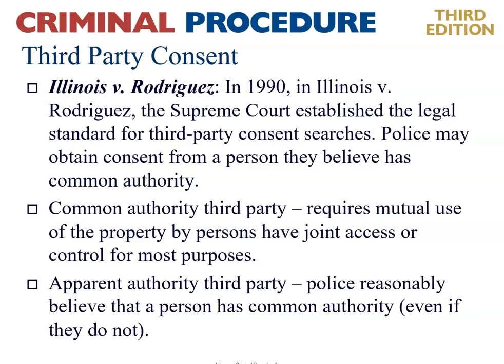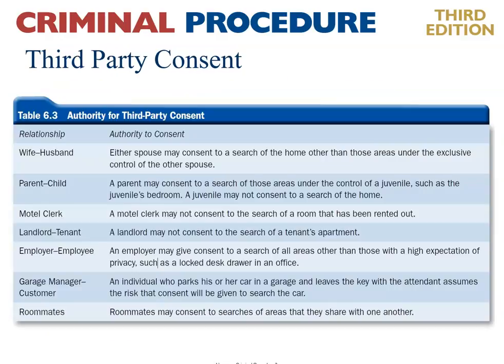So if the officer knocks on the door and they talk to someone that lives there, and they say they live there, they say that they pay the rent, they do all this stuff, and there's apparent authority over the area, law enforcement, if they believe that they have common authority over that area, then it's okay even if they don't. And I put in a little chart because it's so confusing.